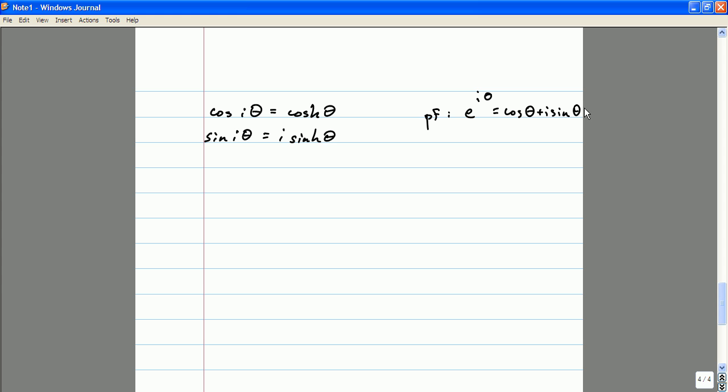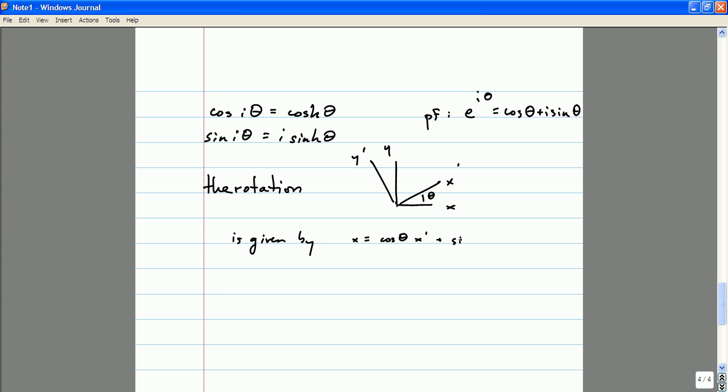So the rotation, where we take the xy coordinate system and we consider a new coordinate system, let's call it the x prime and y prime coordinate system, that is related by a relative angle theta to the x and y coordinate system, is given by x is cosine theta x prime plus sine theta y prime, and y is minus sine theta x prime plus cosine theta y prime.